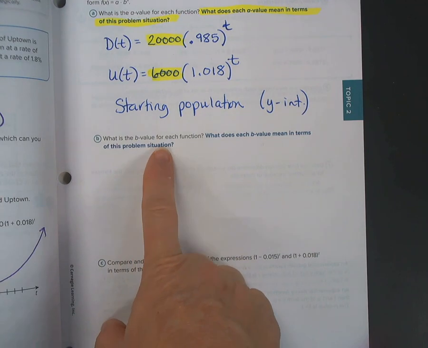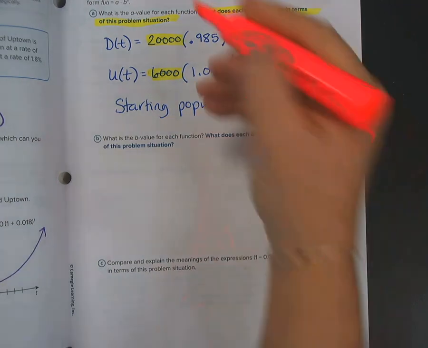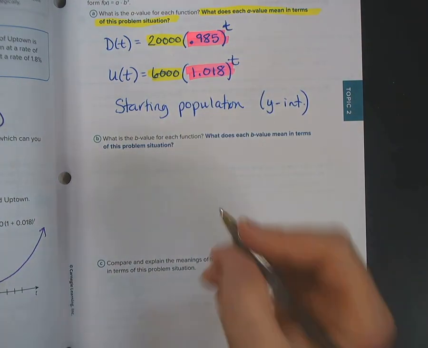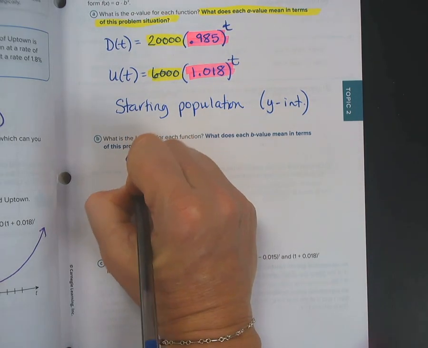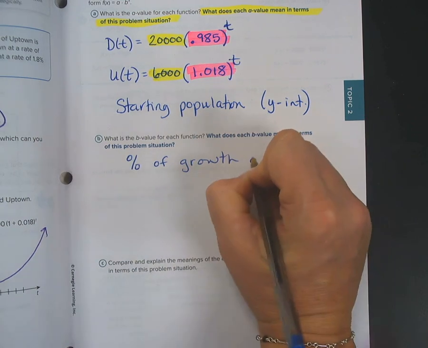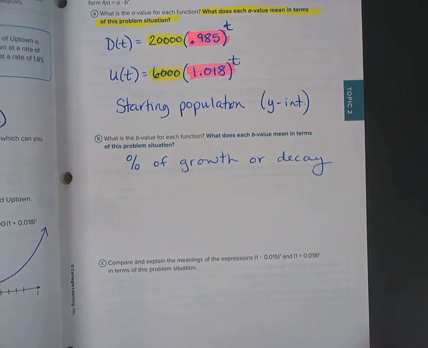What does the b value mean in the context of the problem situation? What'd you say? Very good. The b value is the percent of the population. It's their percent of growth or their percent of decay. Okay?